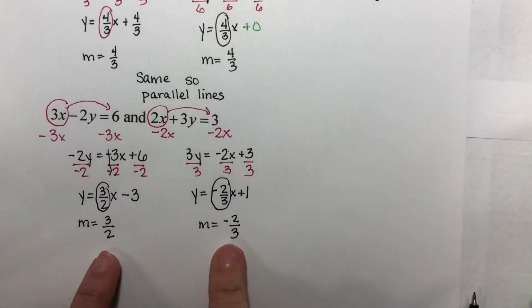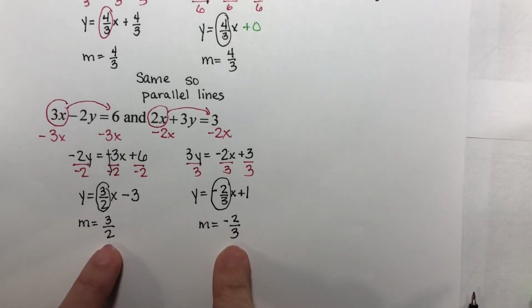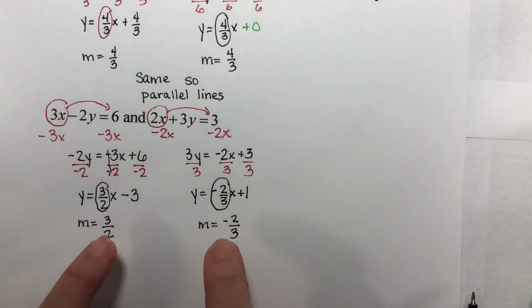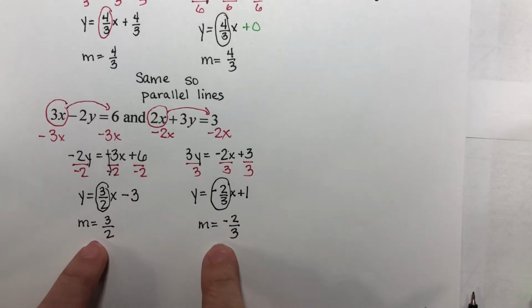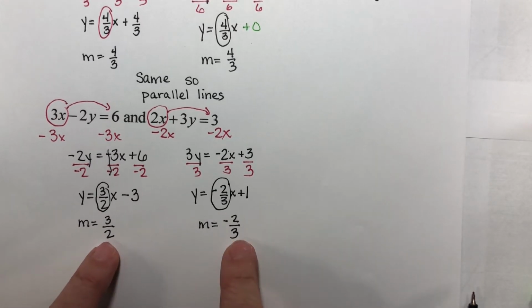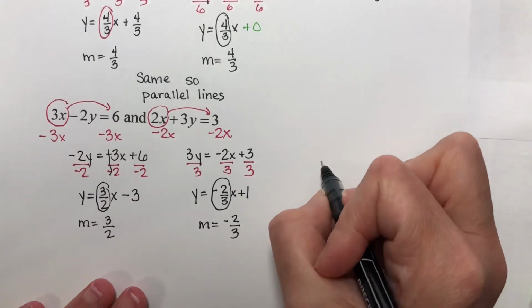Okay. So now let's compare these two and try to figure out if we have parallel lines, perpendicular, or neither. Parallel lines have the same slope. These are not the same. Okay, so it's not parallel. Perpendicular lines have slopes with opposite signs, which we do, and they also need to be reciprocals, and these are. So that means that these two lines are perpendicular.